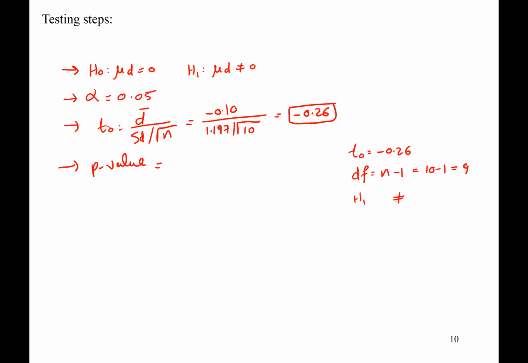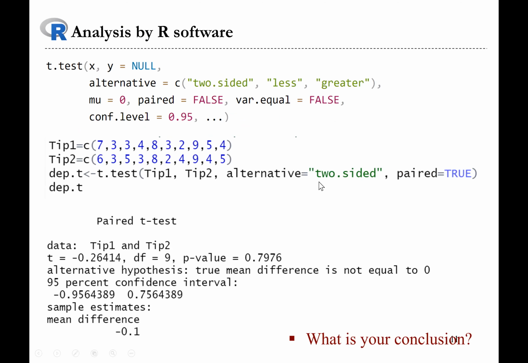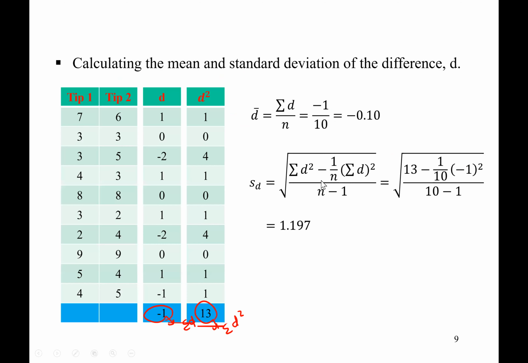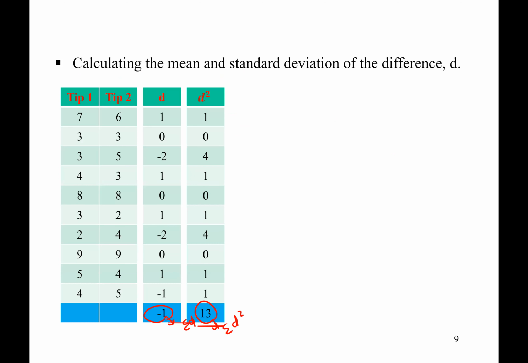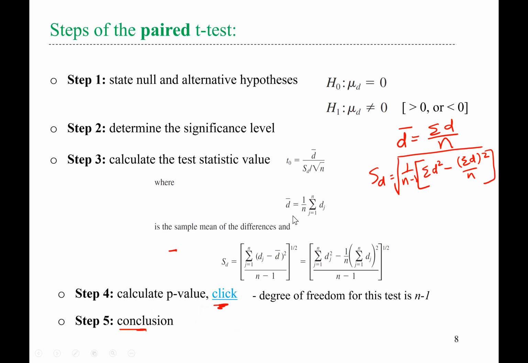You give the applet negative 0.26, degree of freedom is 9, the alternative is doesn't equal, and then I calculate the p-value. So let's go to the applet. Where is the link for the applet? This one.